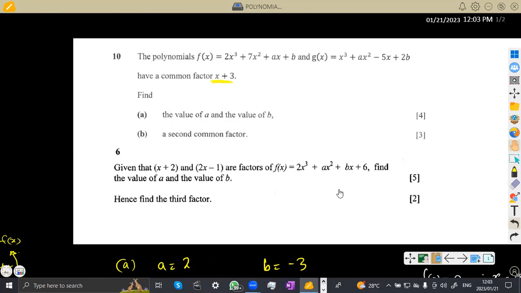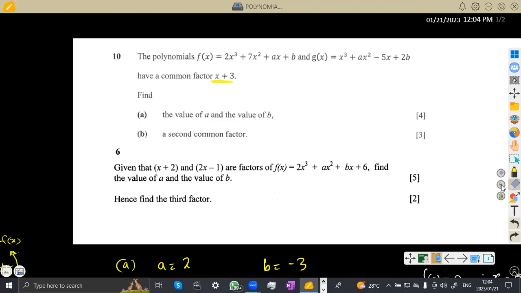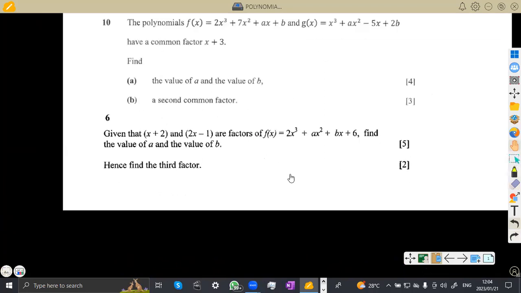Okay. On number 6, we've got number 6 here. Okay, sorry for that. I'm just going to remove this part. Okay, let me just remove this part alone.